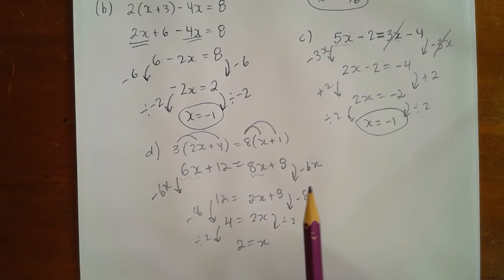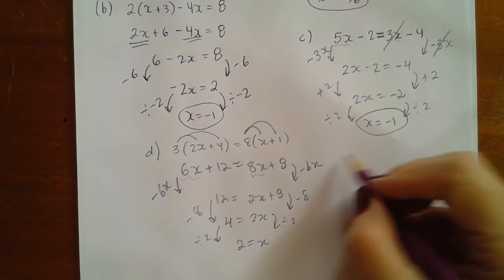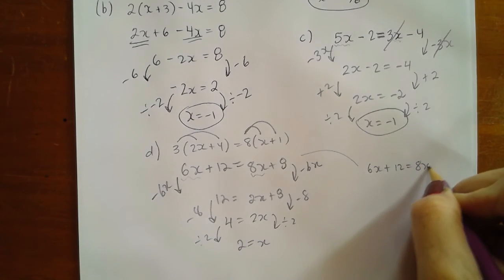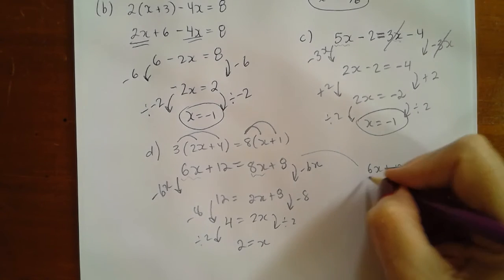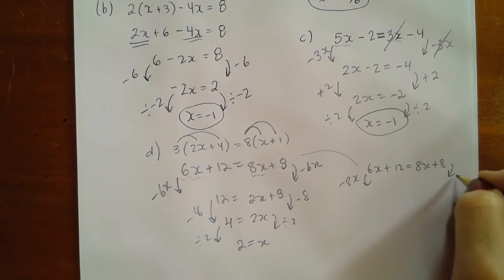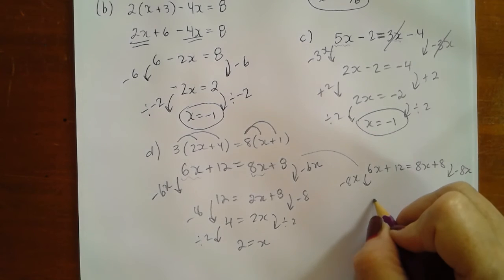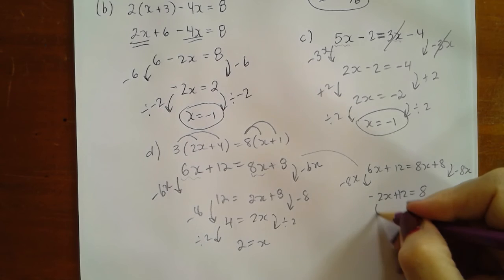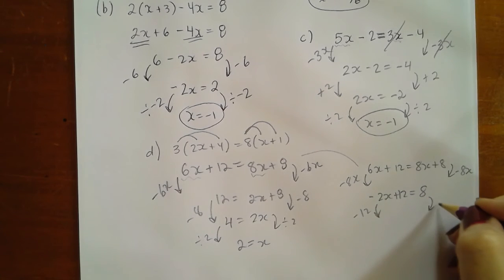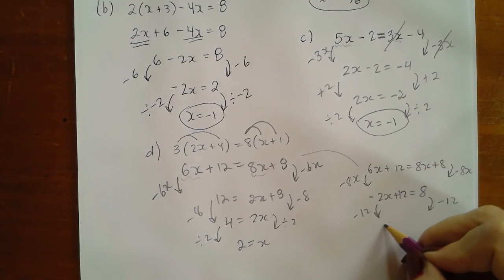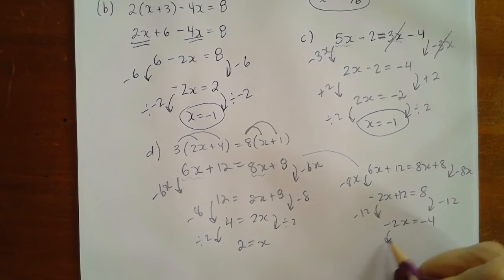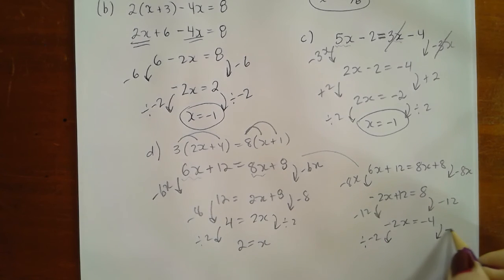I could have done it the other way. When I was here, I could have done 6x plus 12 equals 8x plus 8. I could have taken 8x. Just humor me for a minute. Let's see if we get the same answer. I got negative 2x plus 12 equals 8. And then I could have taken 12. And I could have got negative 2x equals negative 4. And then I could have divided by negative 2 and got x equals 2.